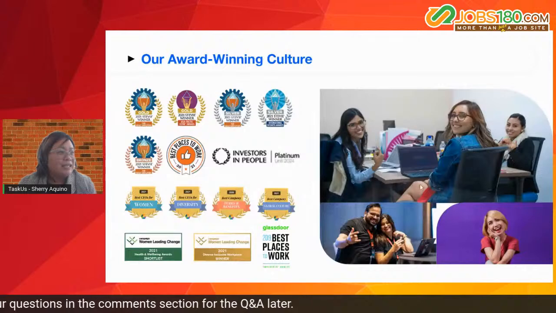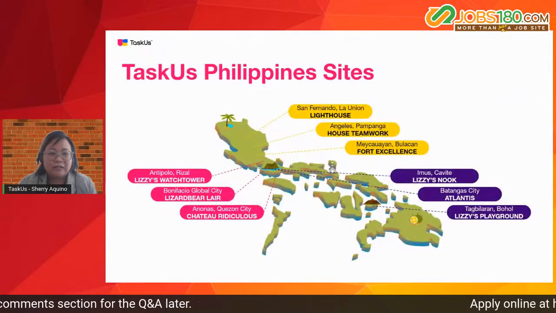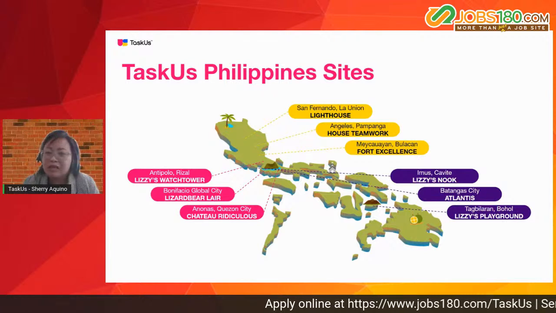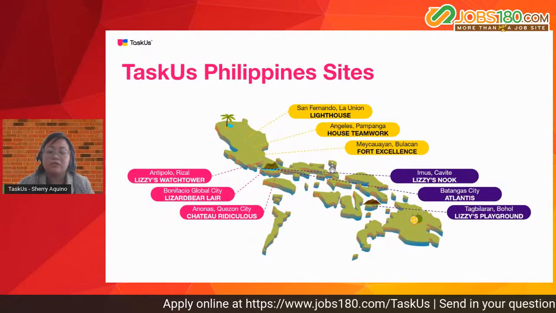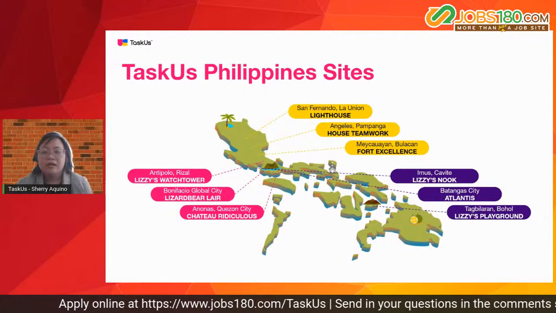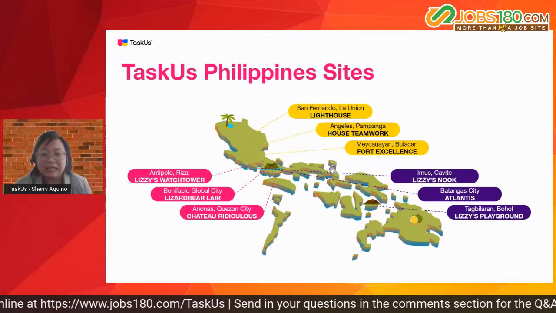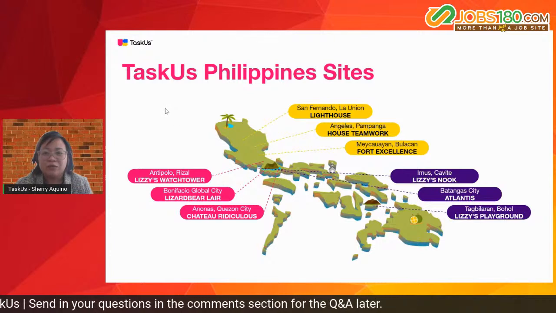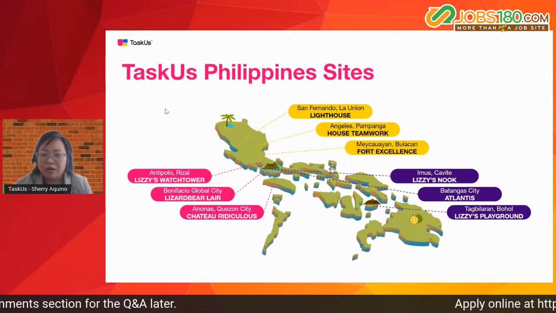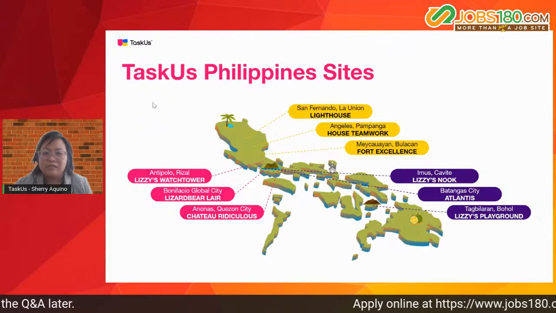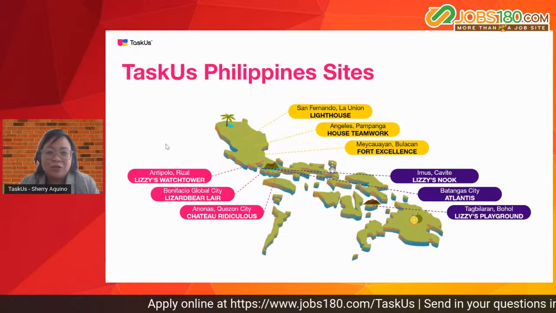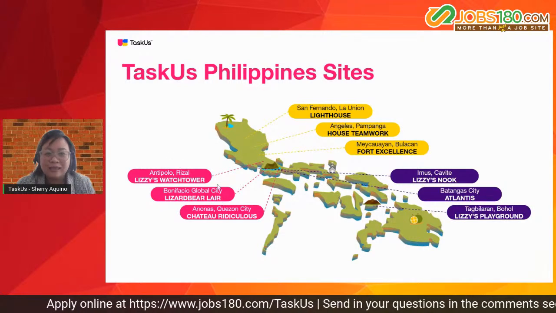Okay. Next slide is our TaskUs Philippine sites. Globally, TaskUs has approximately 35,000 plus teammates or employees across 23 locations. But here in the Philippines, we have 9 sites across the country. So here you can see we have sites in La Union, Pampanga, Bulacan, Cavite, Batangas, Bohol, Rizal, BGC, and Quezon City. Of course, the closest one to DMMMSU would be our La Union site, which we also call Lighthouse.